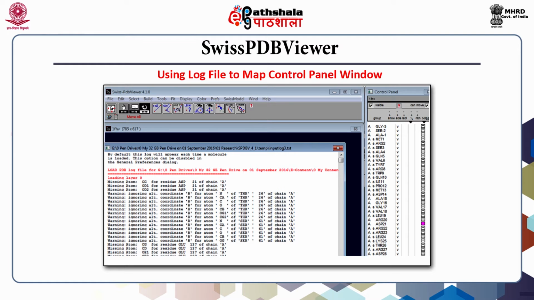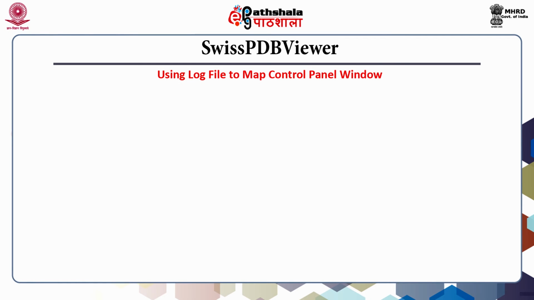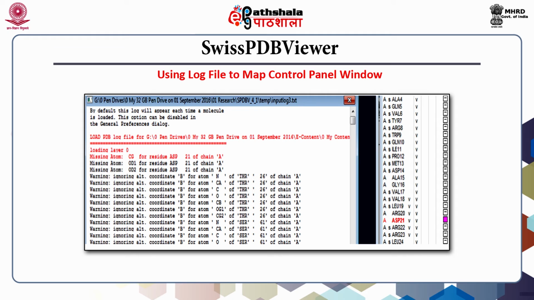The black color line in the log window is clickable. Click on the line displaying missing atom for aspartate 21 of chain A. This will turn the message line to red and also select ASP21 in the control panel highlighted with red color in the first column of the control panel. Do not close the log activities text window as the same may be accessed later on from the WIND menu's command, the last command.